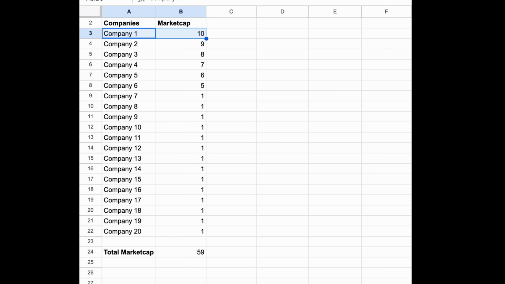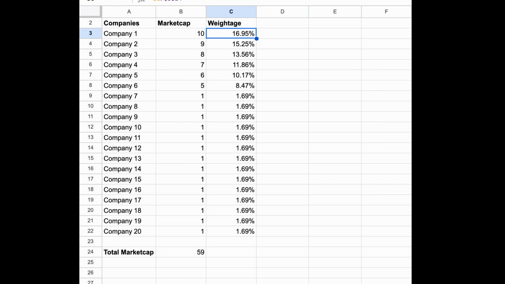Let's say that company 1 has a market cap of 10, company 2, 9 and so on, with company 5, 6. The rest of the 15 companies have a market cap of 1. The total market cap of all these 20 companies is 59. If the total market cap is 59, what is company 1's percentage in there? 16.95%. This 16.95% is the weightage of company 1 in the index. The bigger the company, the higher its weightage in the index. We can see the weightage of each company is going down as its market cap goes down.